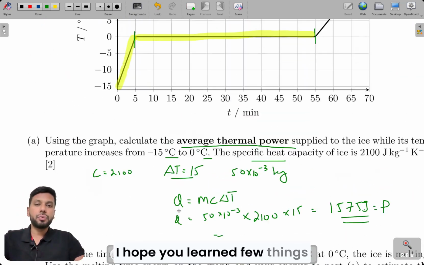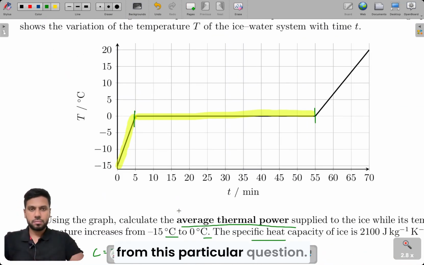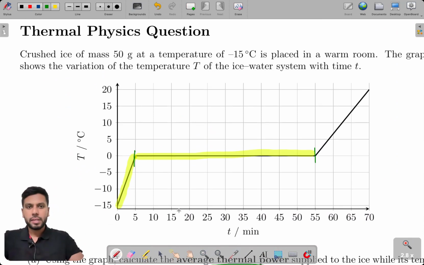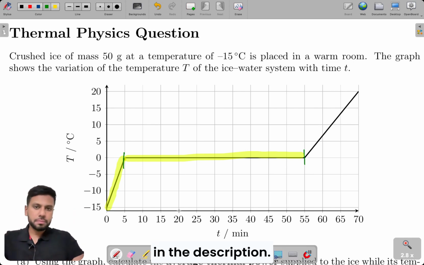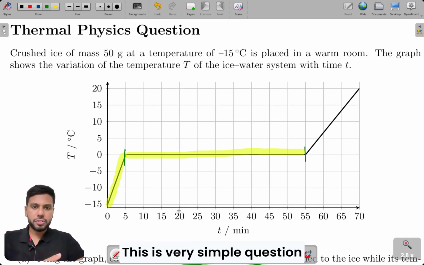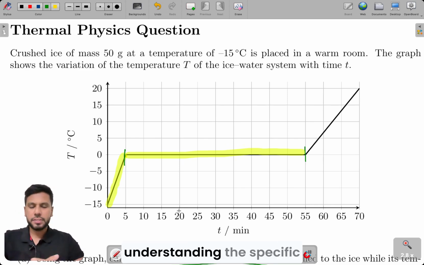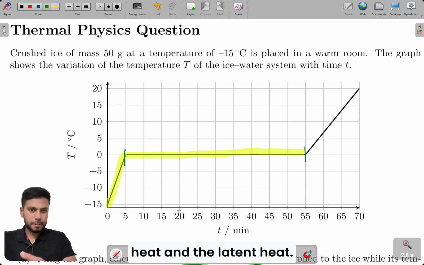I hope you learned a few things from this particular question. It's a small question. It will be available with me, and I will try to put it in the description. This is a very simple question of thermal physics, understanding the specific heat and the latent heat.